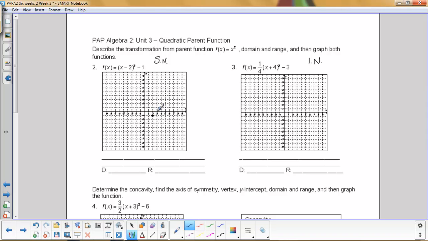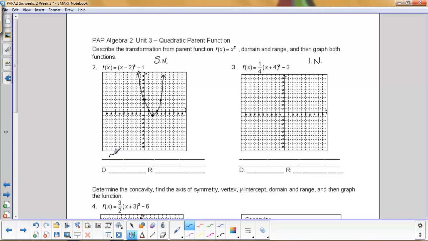You're going to go over 1, up 1 from that vertex. Put your critical values over 2, up 4. If you wanted to go over 3, up 9, you could as well. There is a sketch of your parabola based on that transformation.